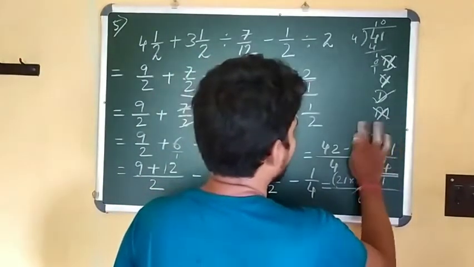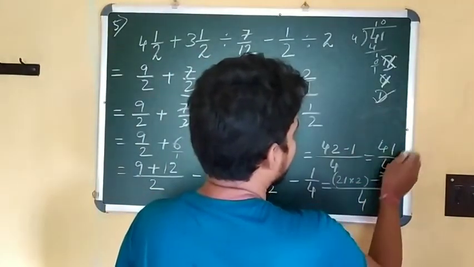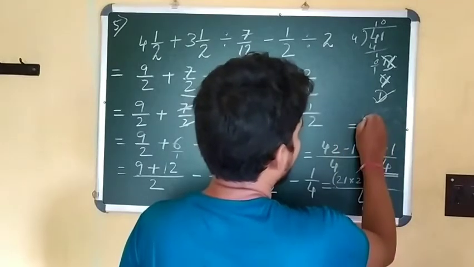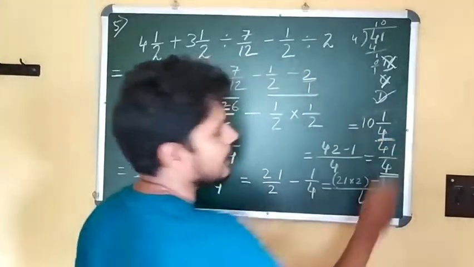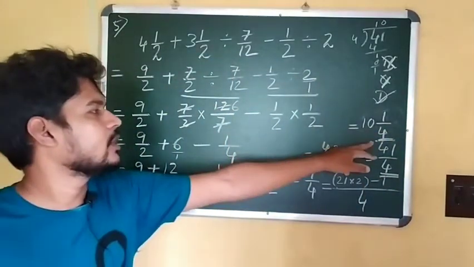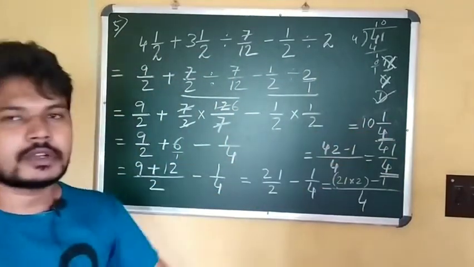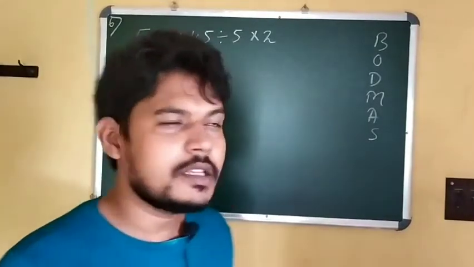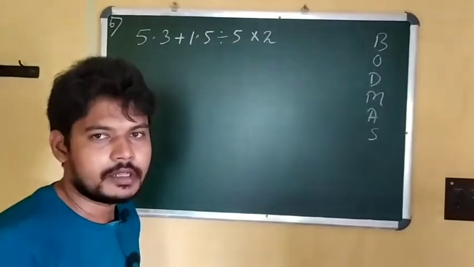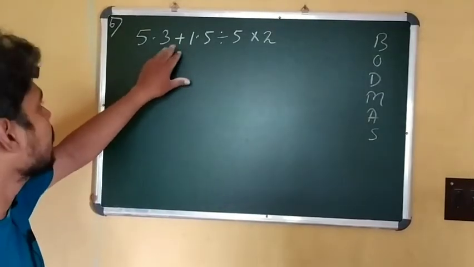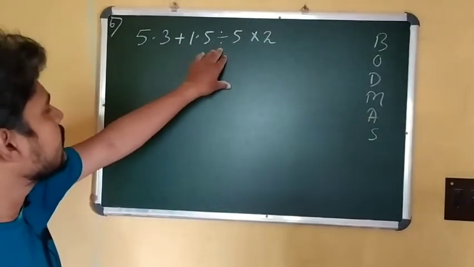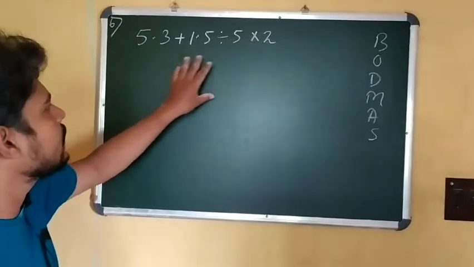So you can write down 10 as a whole 1 by 4. That is our final answer. Okay, 4 into 10 40 plus 1 41, 41 by 4. Now students, let's see this example on the decimal number. Here you can see that is one of the mathematical expression in which plus, division and multiplication, all the operation are present.